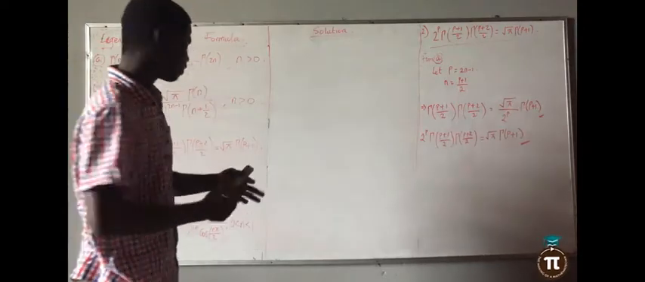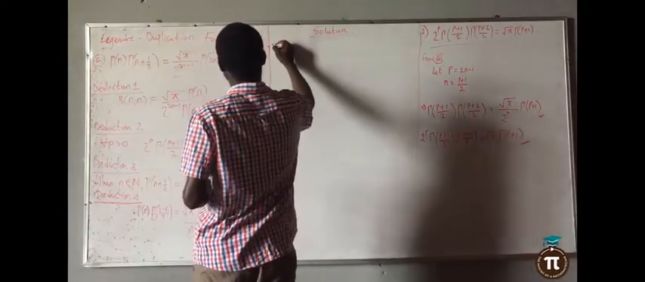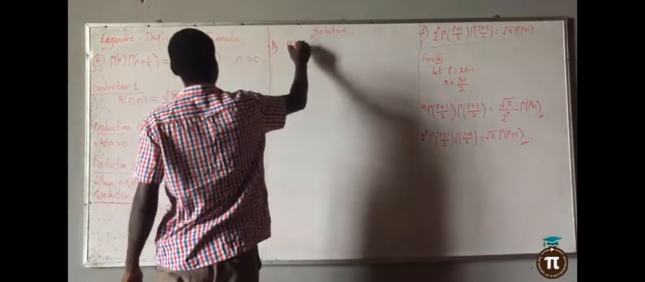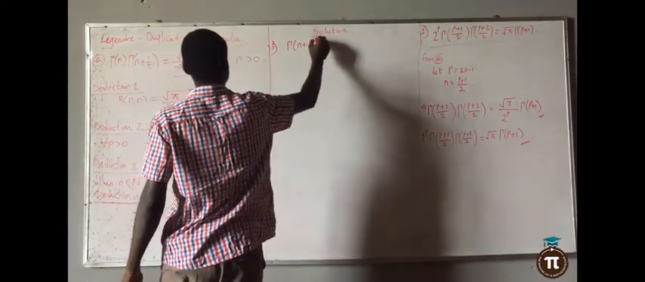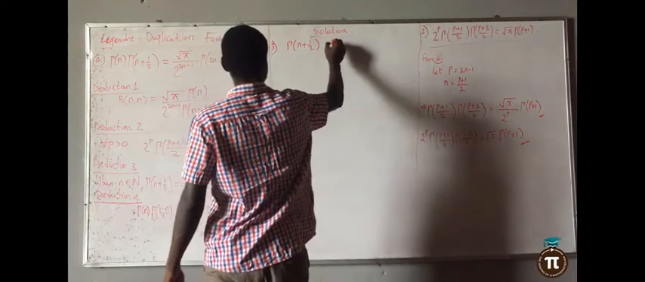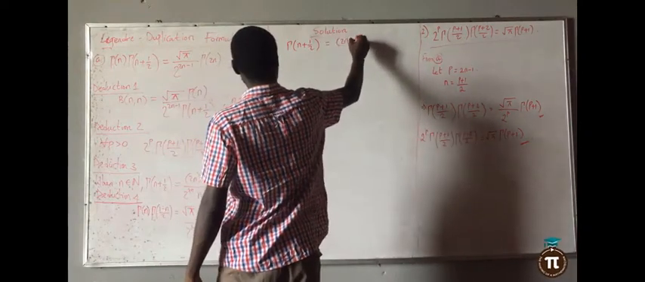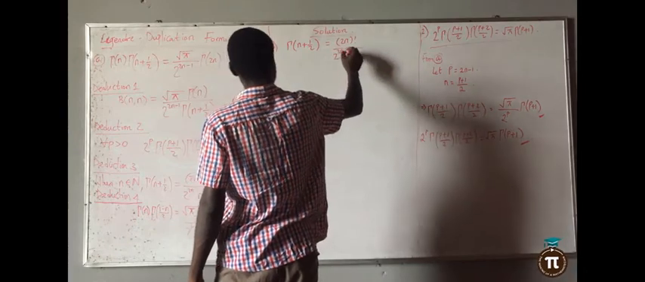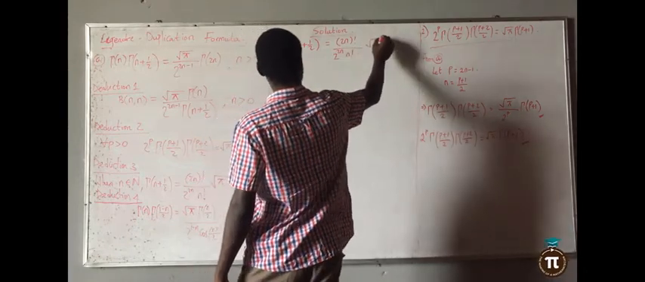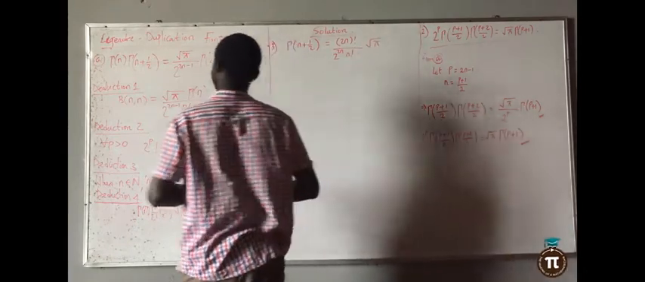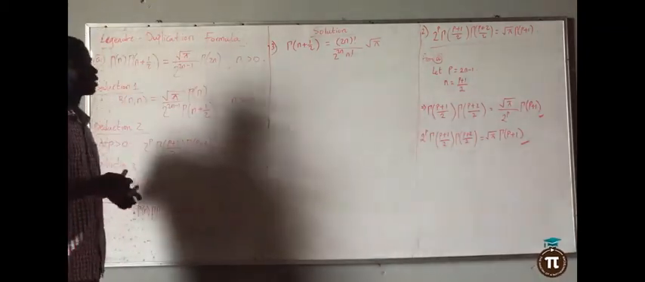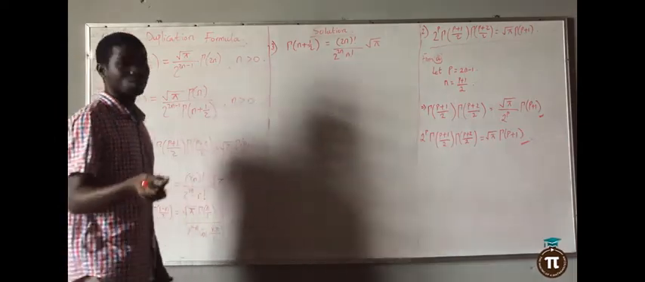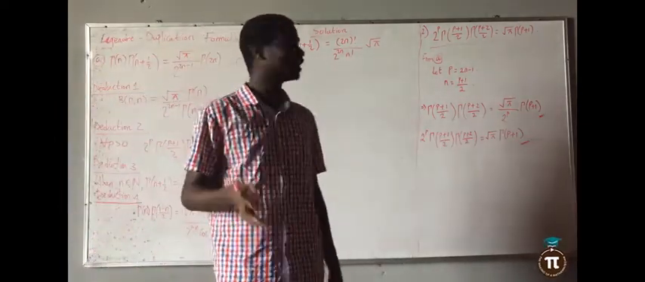So for the third one, number 3, this is what I'm going to have. I want to prove that gamma of n plus 1 over 2 is equal to 2n factorial over 2 raised to the power of 2n, n factorial, root pi. Don't forget, they say when n is in N, that is the set of natural numbers. That is when n is a positive integer.